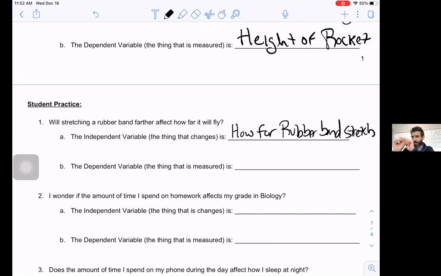So you could say 4 centimeters, 8 centimeters, 16 centimeters, right? And each time you let it fly. And the thing that you measure is probably the distance that it flies, how far it will fly. Distance it flies.